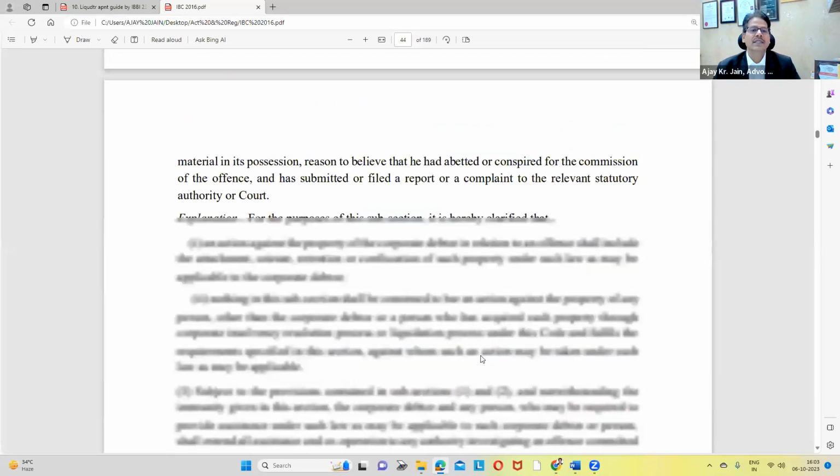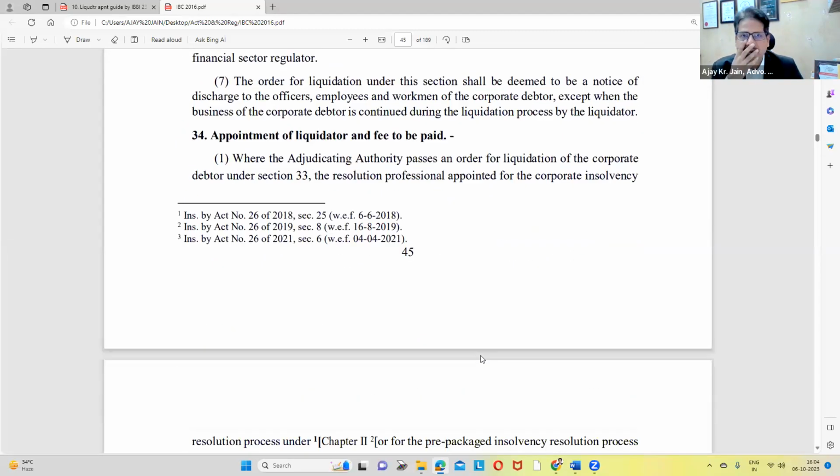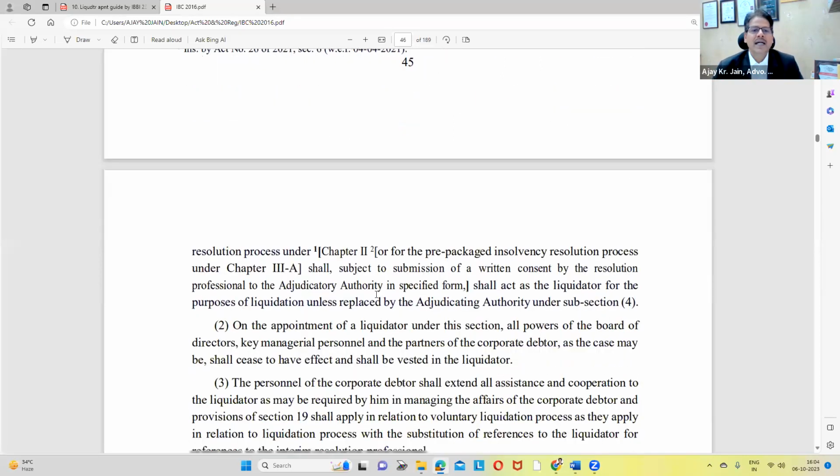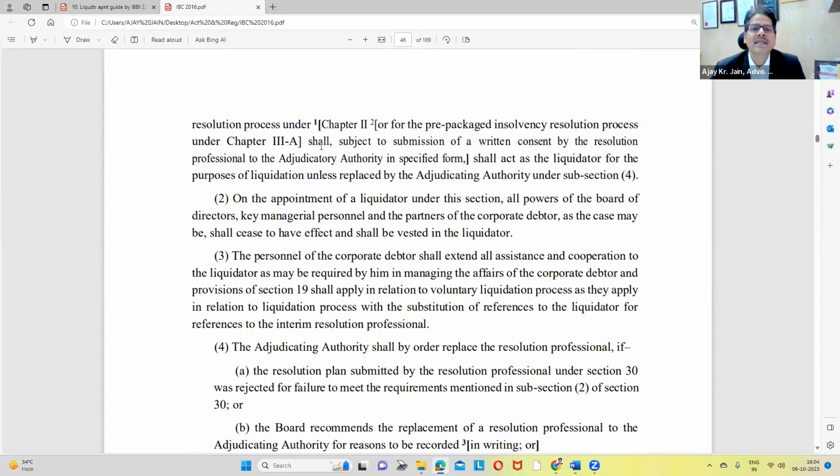Section 34: Appointment of liquidator and fees to be paid to the liquidator. Where the adjudicating authority passes an order for liquidation of the CD under section 33, the RP appointed for the CIRP under Chapter 2, I am not reading the whole provision, just the relevant part, shall, subject to submission of written consent by the resolution professional to the AA in the specified form, act as a liquidator for the purpose of liquidation unless replaced by the AA under subsection 4.